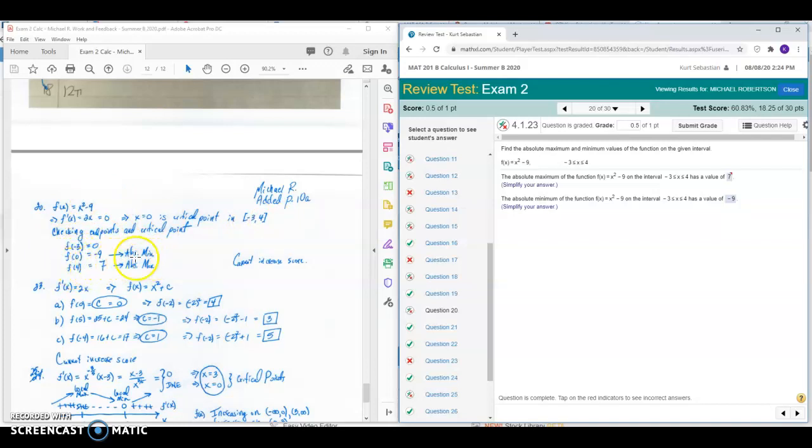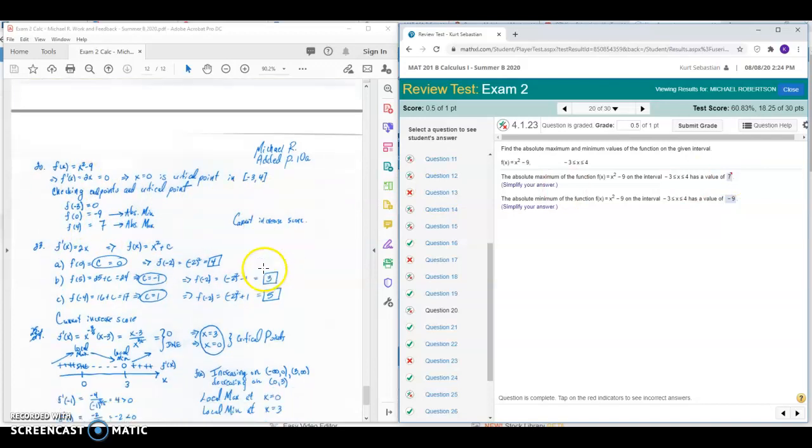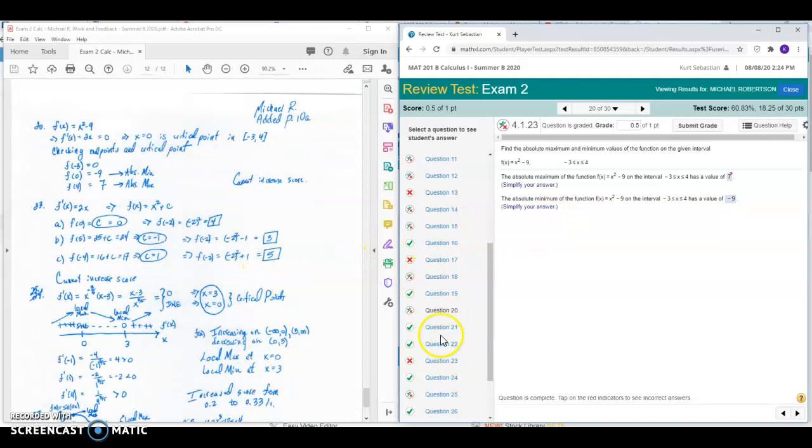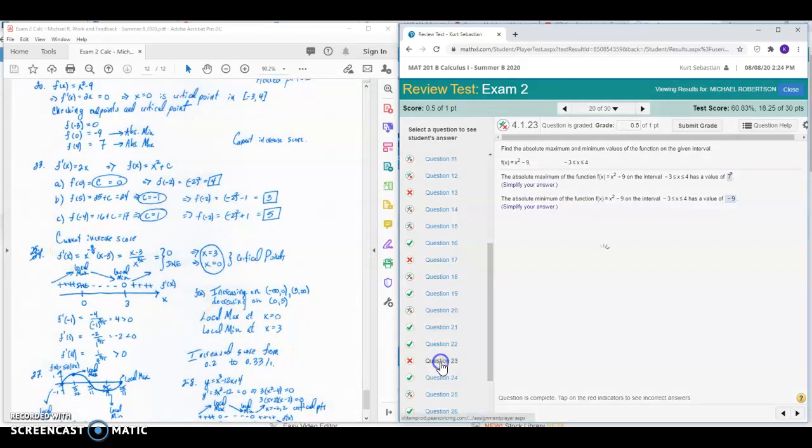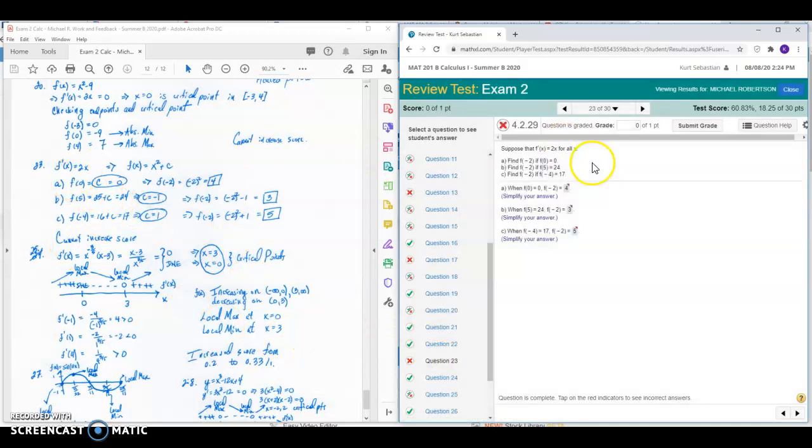And you see that the absolute min is -9, but it occurred at x equals 0. So without the work, I'm not sure how you did that unless you just did it in your head. And then the absolute max is this +7, which occurred at the right endpoint. 21 and 22, you got right on your own. 23, there's no work, but I want to explain this to you.